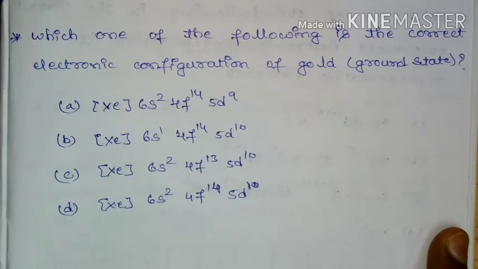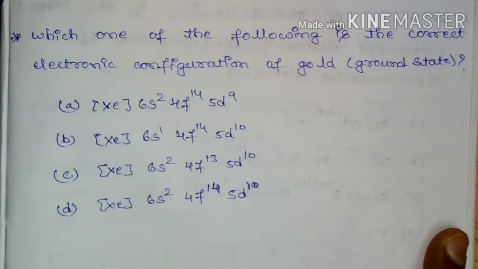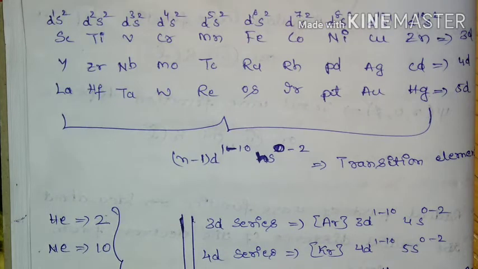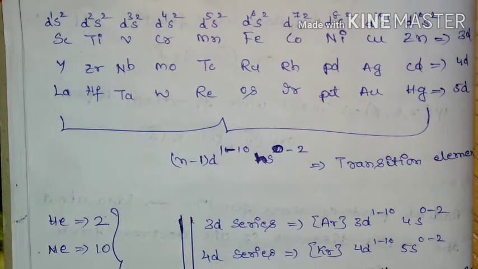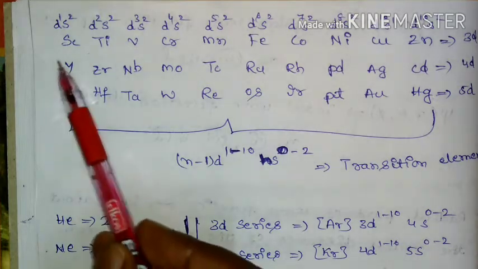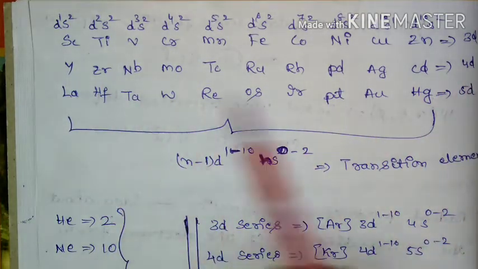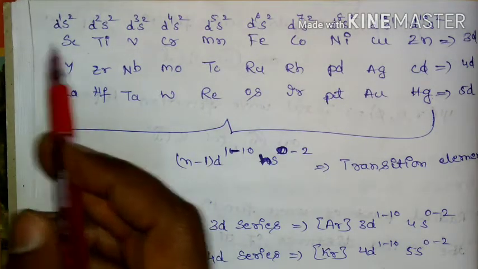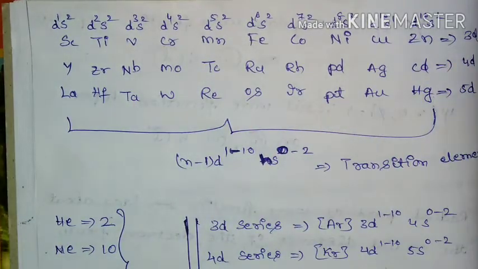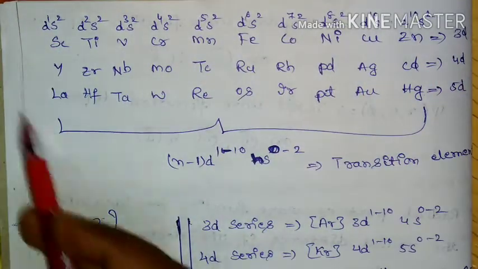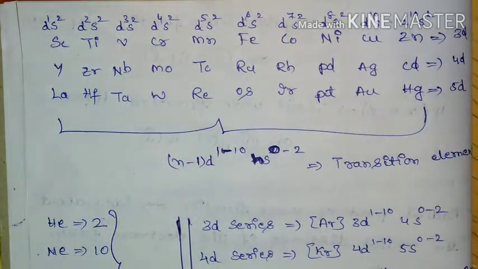Next question, which one of the following is the correct electronic configuration of gold in ground state? And this question is on the basis of classification of element, and we need to find the electronic configuration. So if we take a look at the transition elements, d block elements, so these are the triad series. So this series is 3d series, and this is 4d and 5d. So for writing electronic configuration of d block elements, first we need to remember this 3d series. So these are the valence electronic configuration. So based on this 3d series, we can write for the 4d and 5d series.